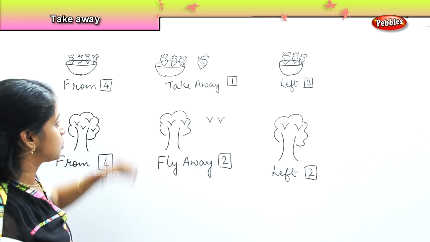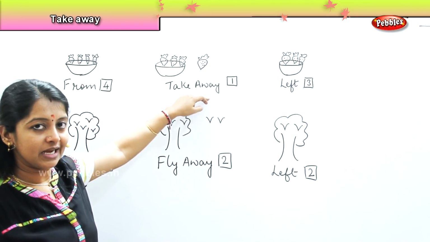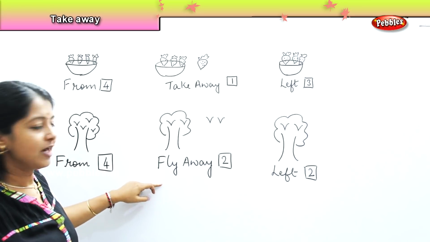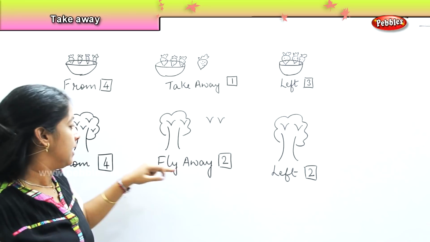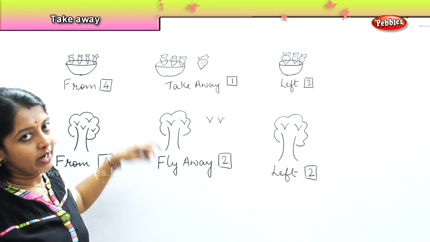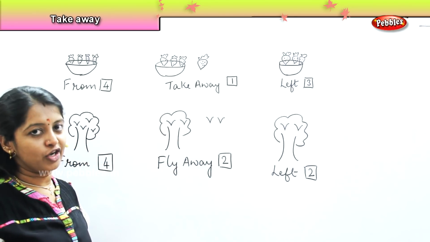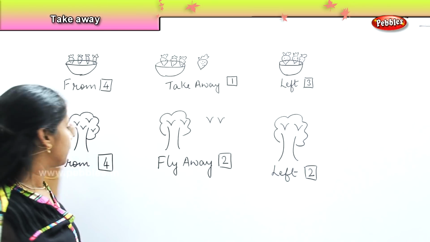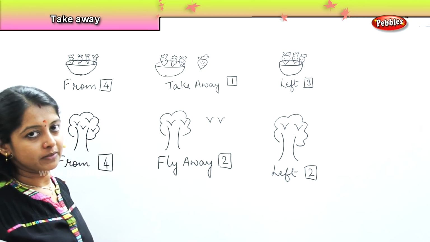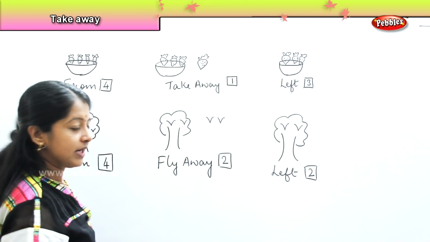So, in the first one we used the term take away and in the second one we used the term fly away. But in both cases, the number is getting reduced, okay, which means that we will be subtracting it from the first number. Okay, shall we do the next one?